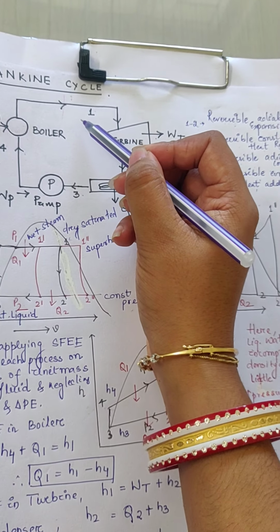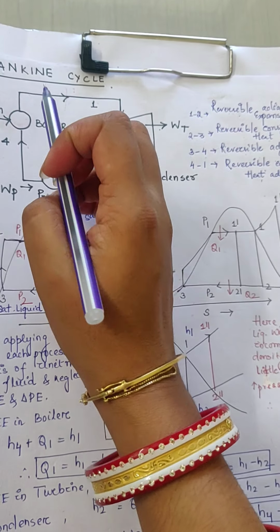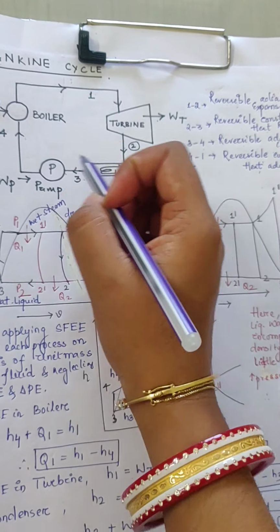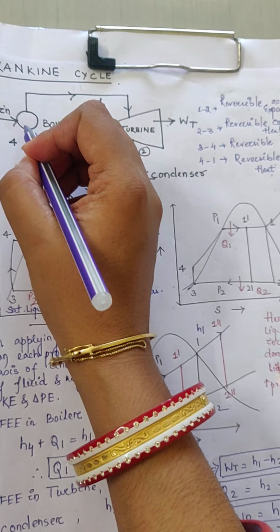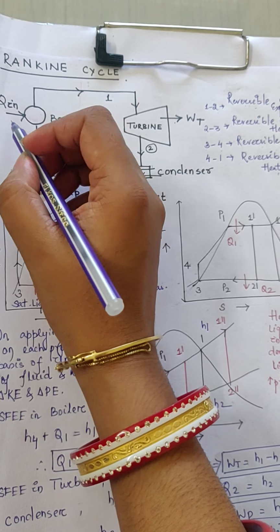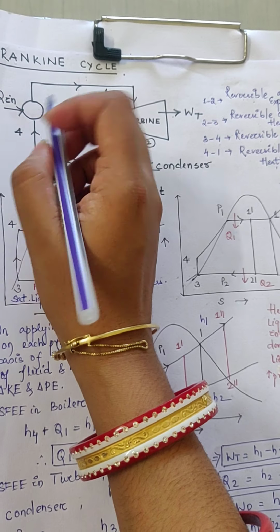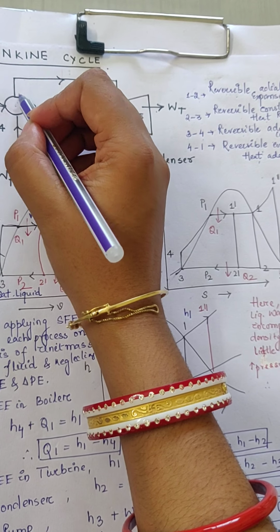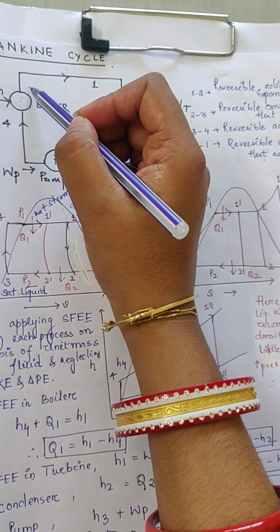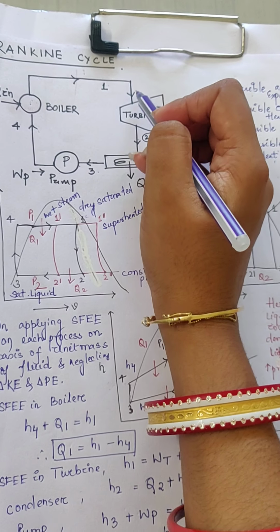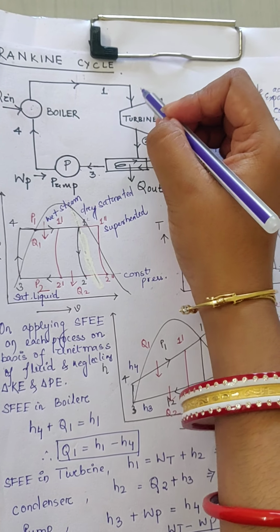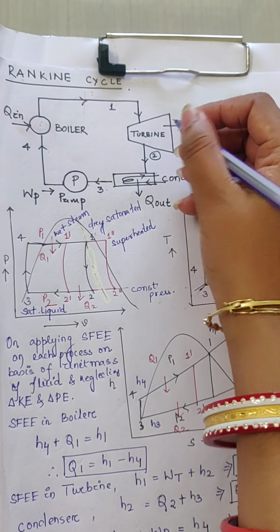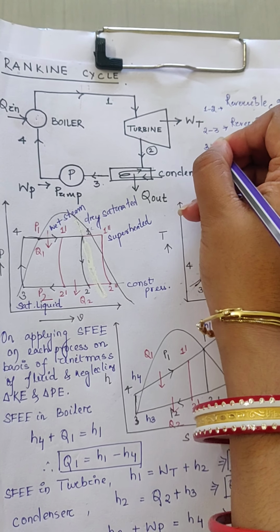Now I have to tell you what actual process is taking place in this cycle. First of all, inside the boiler, the working substance is liquid. We have to supply the heat. While supplying the heat inside the boiler, the working substance that is in liquid state is converted into vapor state, or the state of steam. But the steam condition will be in 3 states: it will be in dry state, wet state, or superheated state.